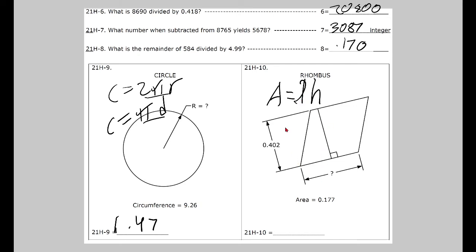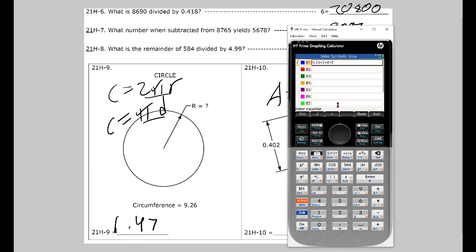And now, so length times height. We have the height, right? We have this 0.402 value, but we don't have this length here, right? So what we're going to do is we're going to throw this into solver. 0.177 is our area.